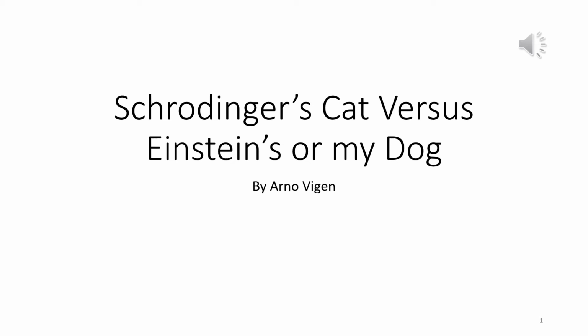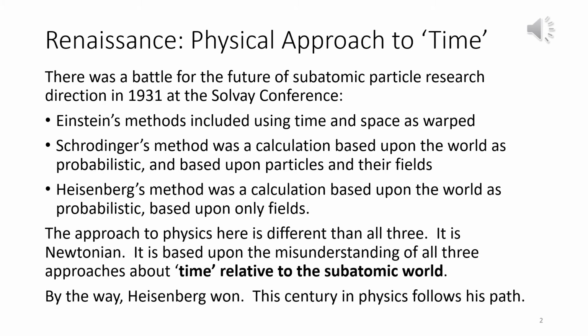Schrodinger's cat versus Einstein's or my dog. There was a huge battle for the future of subatomic particle research direction in 1931 at the Solvay Conference. To simplify, I will separate the choices into three camps.